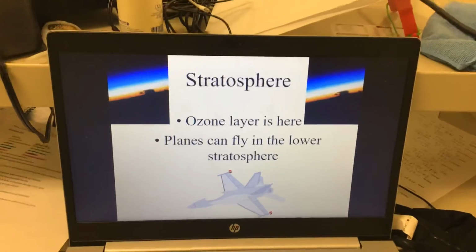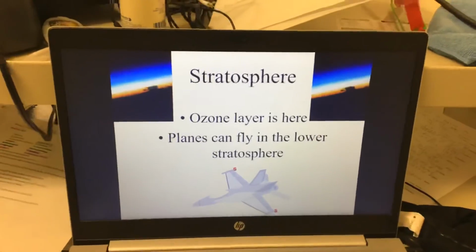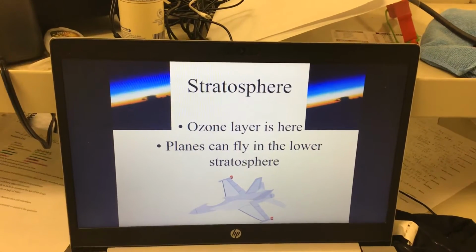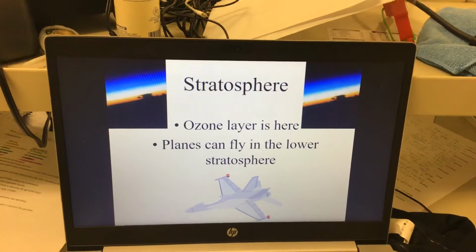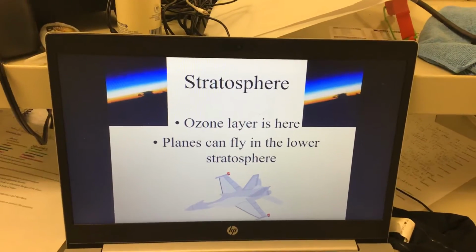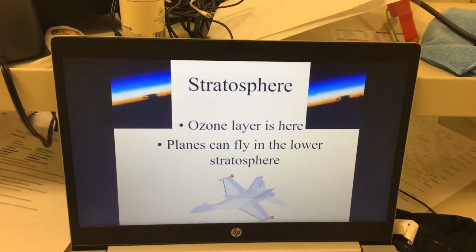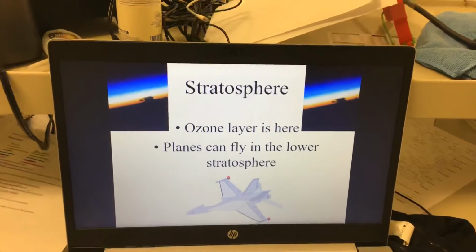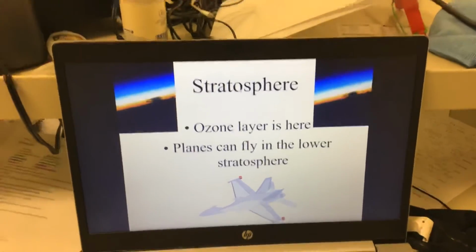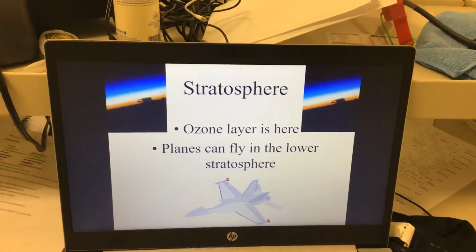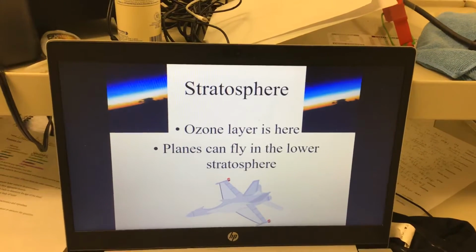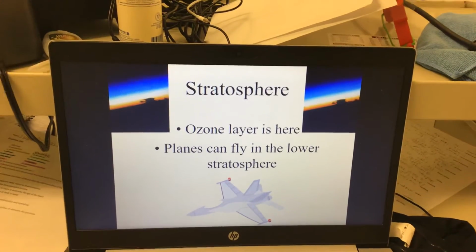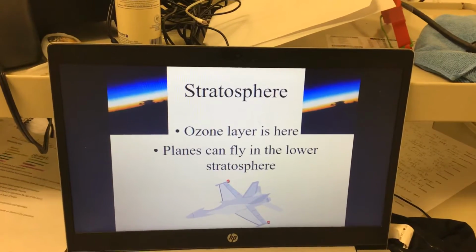Then we have the stratosphere. So the second layer is the stratosphere. Go ahead and write all this down. You're going to find the ozone layer here. Planes can fly in the lower stratosphere. We'll get into the ozone layer on a different day. But the ozone layer is a layer of oxygen, O3, that basically blocks UV radiation from hitting the Earth. Okay, it blocks a bunch of harmful UV rays from the sun from hitting the Earth.